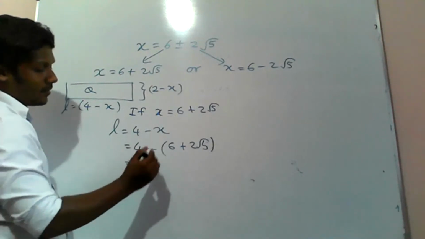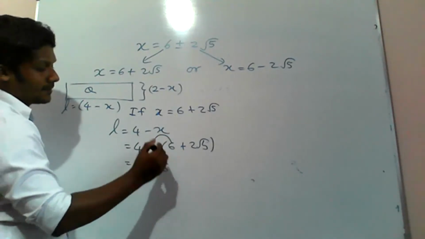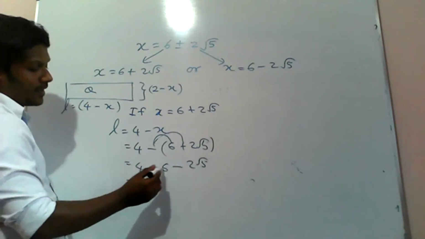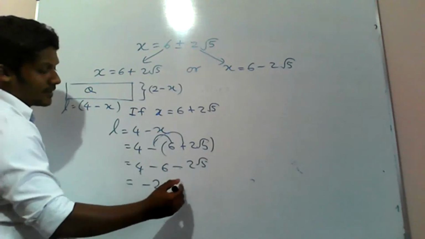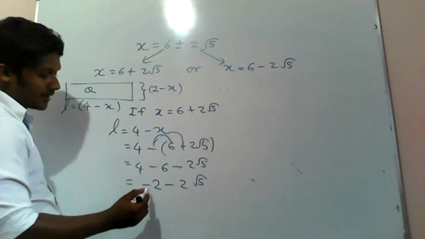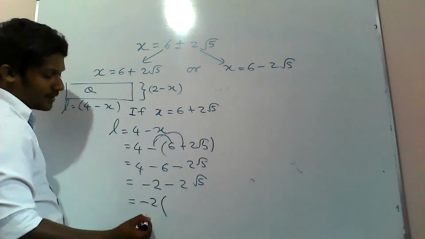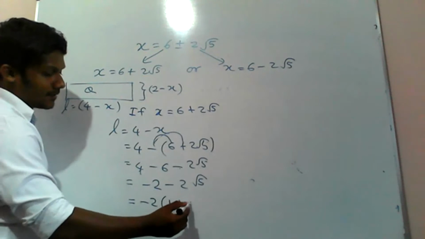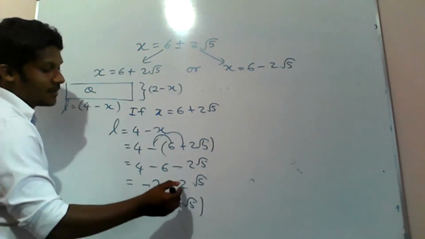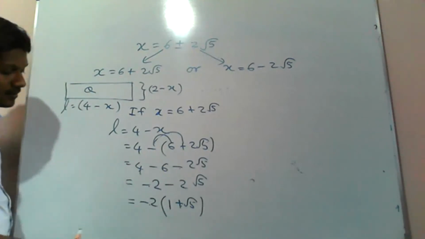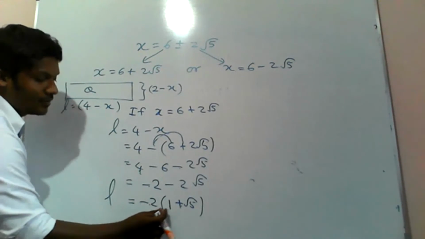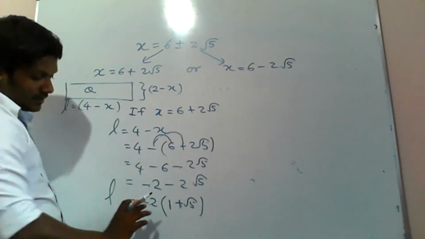Okay, expand the bracket. 4 minus 6, minus 2 root 5. 4 minus 6 is minus 2, and minus 2 root 5. Next we consider the common factor. Minus 2 common. The answer is minus 2 times (1 plus root 5), because minus 2 into 1 is minus 2, and minus 2 into plus root 5 is minus 2 root 5. This value is a negative value. Length equals negative 2 times (1 plus root 5).